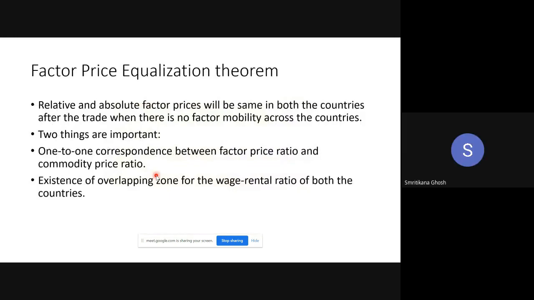So the next one is factor price equalization. Anyone else, by the way? Everyone is so silent in this class.